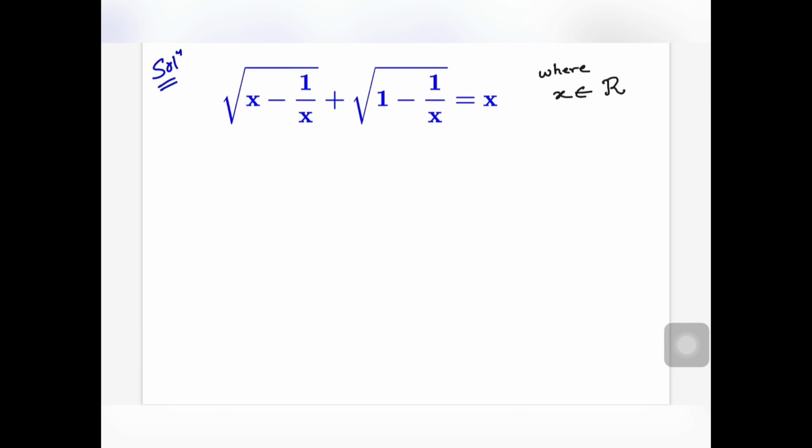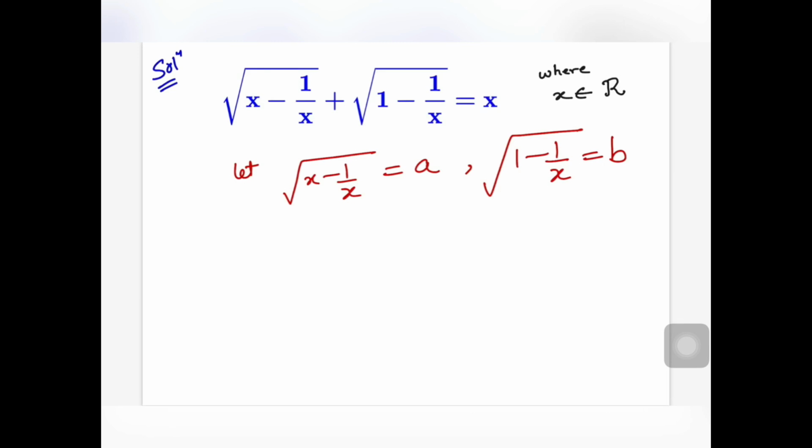So first we will try to make this equation into a simple form and then we'll solve it, okay? But what is the prime goal? We have to find the value of x. For that, we are assuming from our side that the square root of x minus 1 by x, I am taking it as a, and the square root of 1 minus 1 by x as b.